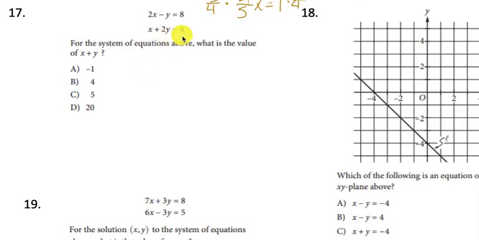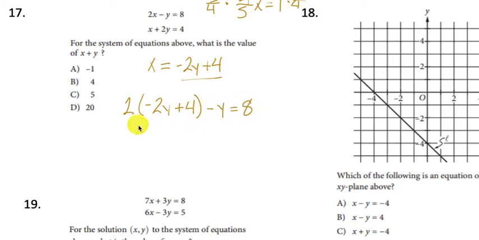Our first step will be to subtract 2y on both sides. We'll be left with x equals negative 2y plus 4. And then we can plug this into the other equation. 2, and instead of x, we're going to plug in what x equals. Negative 2y plus 4 minus y equals 8. We can distribute the 2, and we'll have negative 4y plus 8 minus y equals 8.